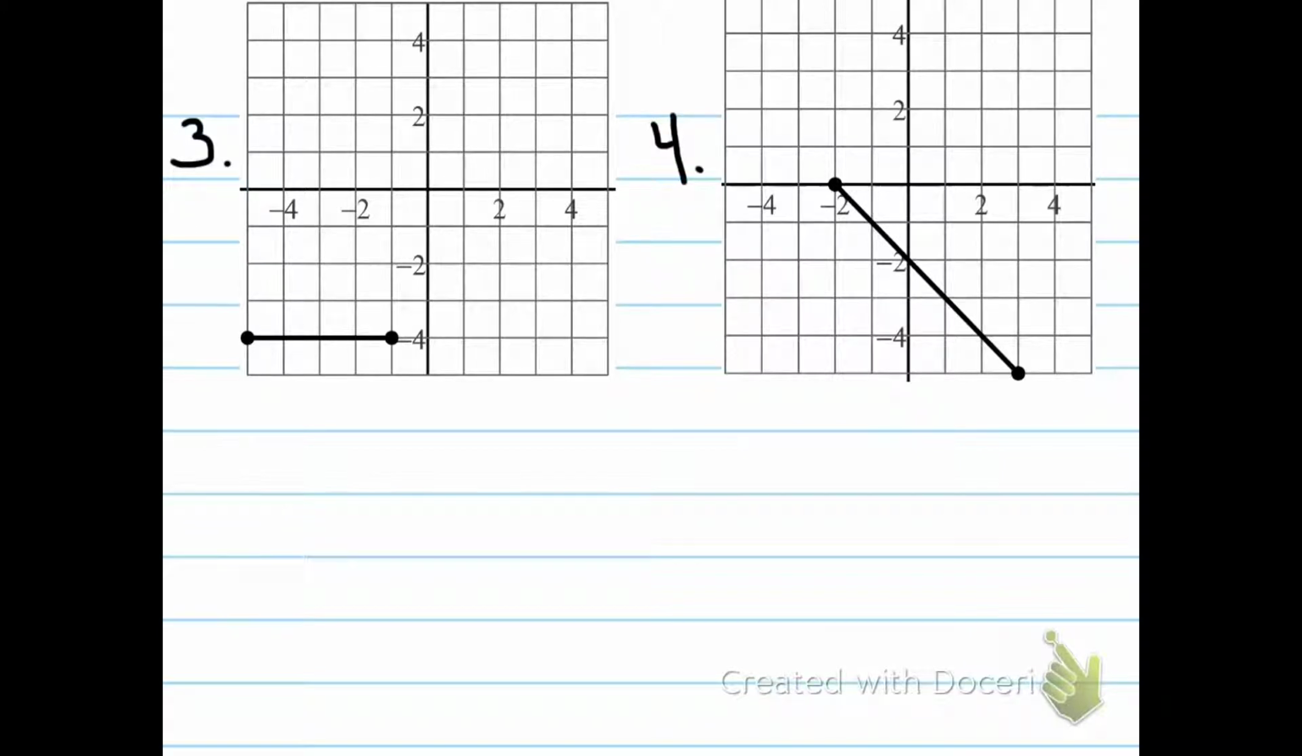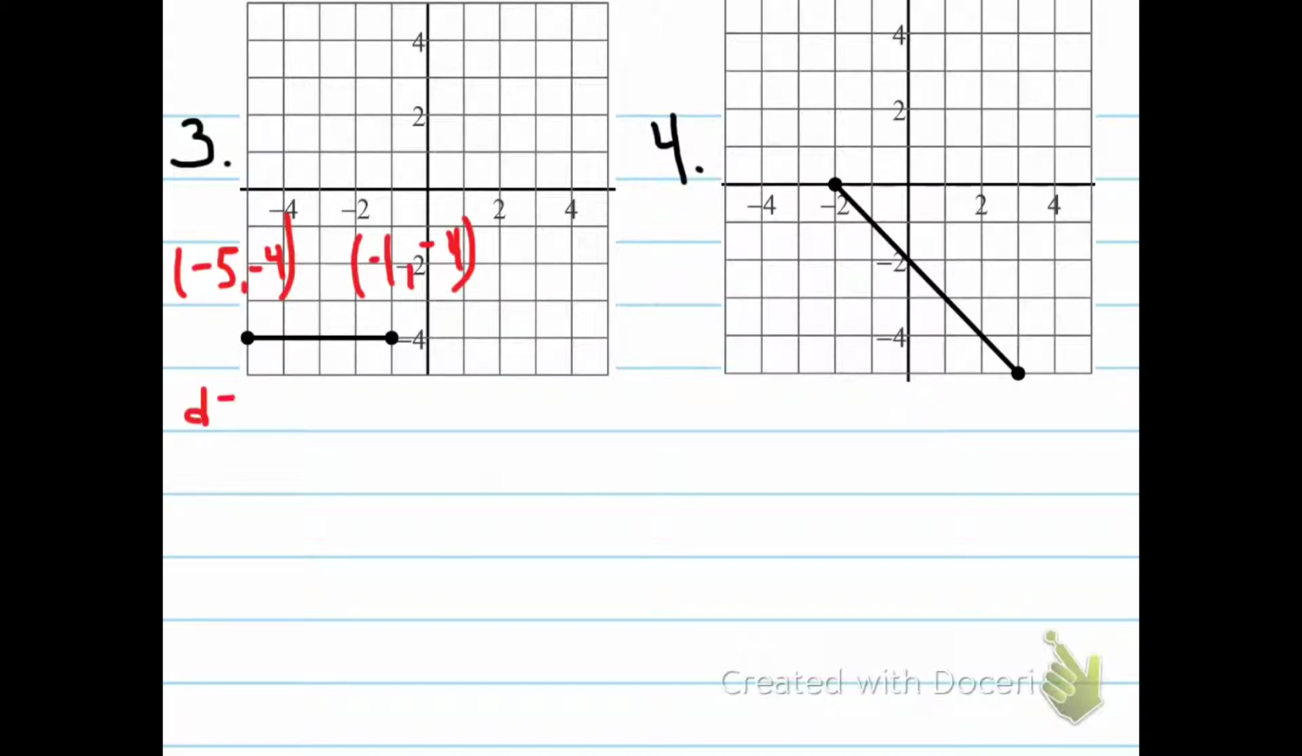So now we're going to do a couple problems with the line on the graph. First we basically have to label the points. So this point is at negative 5, negative 4. And then the other point is at negative 1, negative 4. So now we just solve it like normal and put the points in the formula.